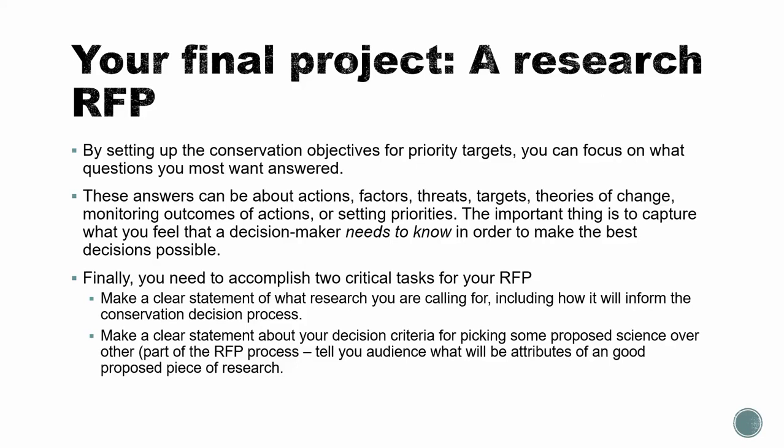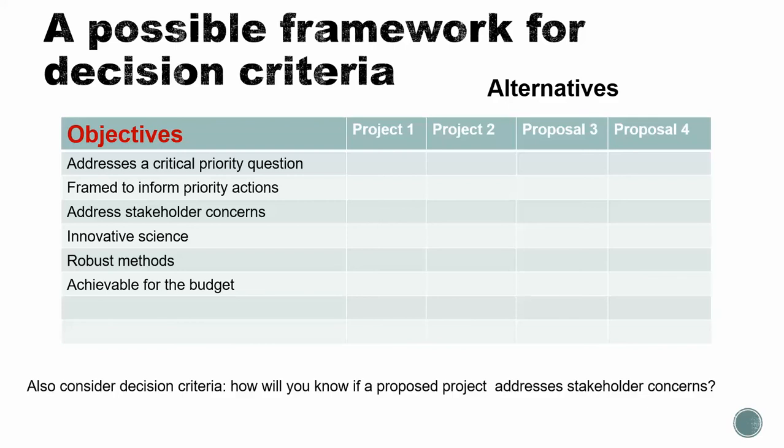And what you'd also like to do in that RFP is make a clear statement about your decision criteria for picking some proposed science over others. So part of our RFP process is to tell the audience what will be the attributes of a good proposed piece of research that you might fund. And I will get to this a little later, but this is what we call a consequences table, where what you're doing is looking at the consequences of funding different kinds of projects.